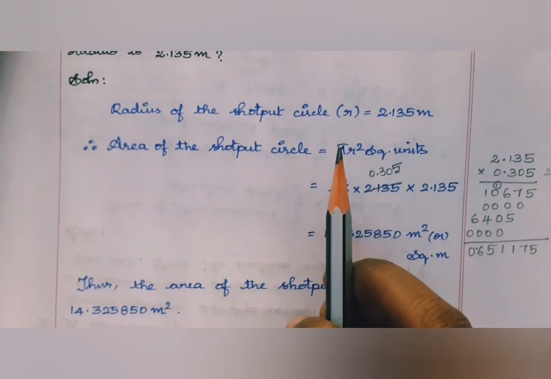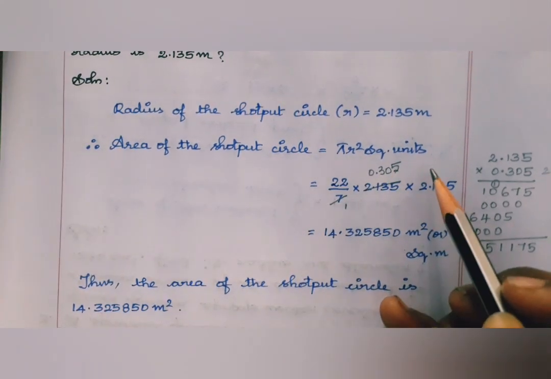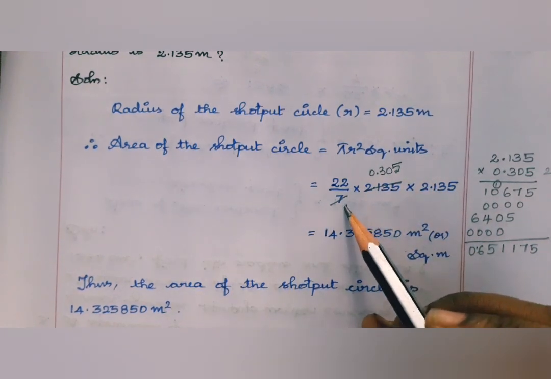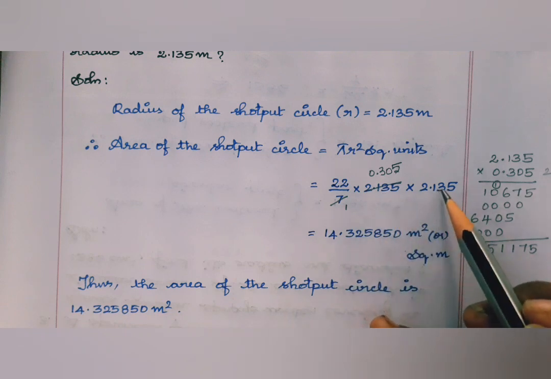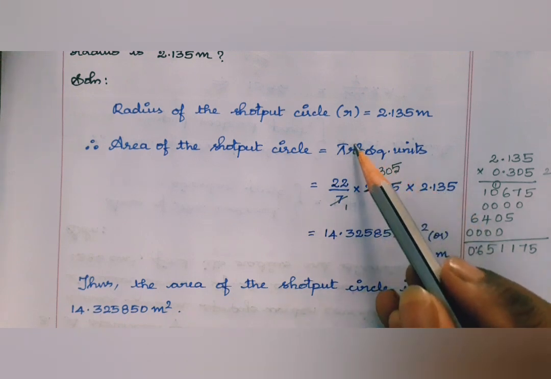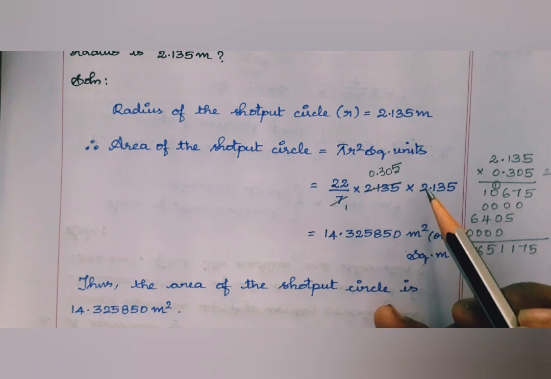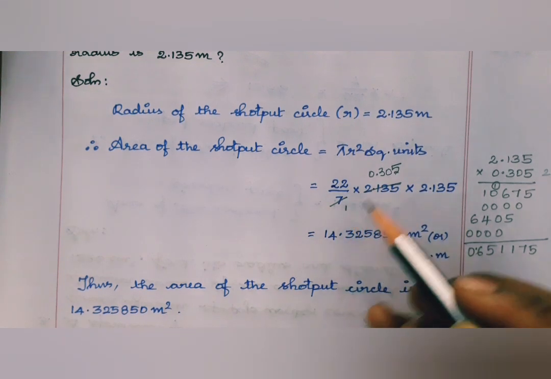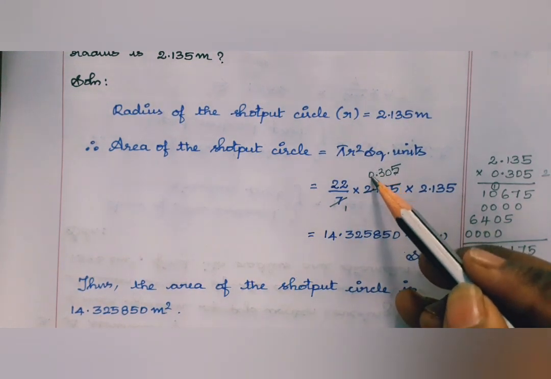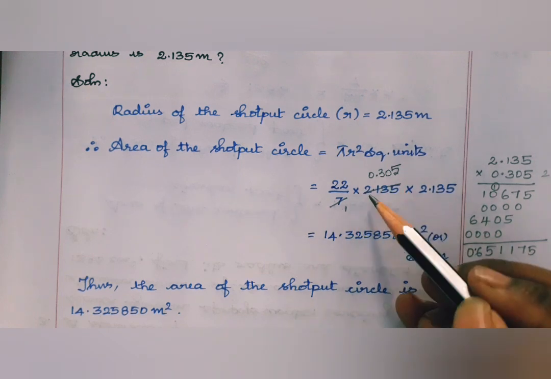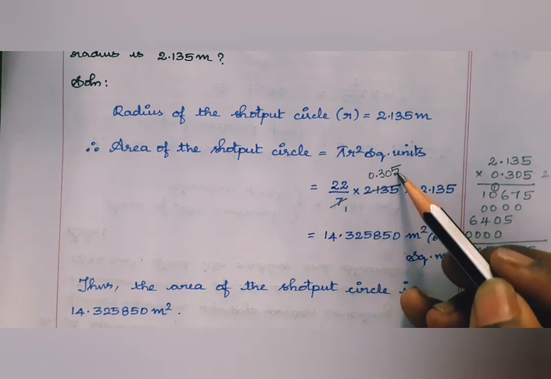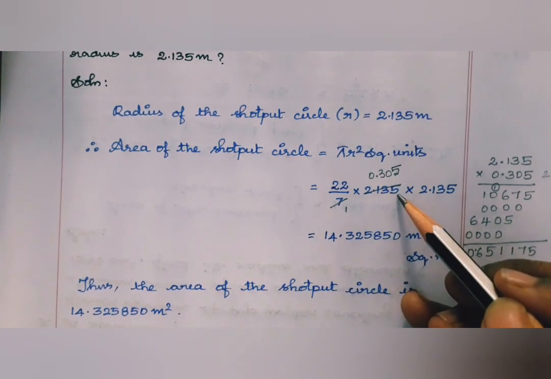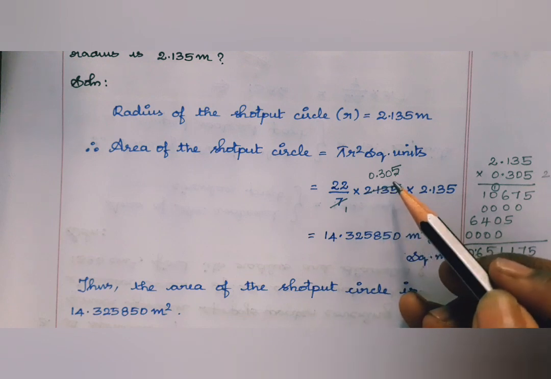Therefore, area is equal to pi r square units, which is equal to 22 by 7 into 2.135 into 2.135, since the value of pi is 22 by 7, and square is nothing but multiplying it 2 times. So 1 seven is 7. Since we have a point, put a point here. 3 sevens are 21. Again put 0 because we can't divide it. Again include 5, therefore 5 sevens are 35. So the answer for this is 0.305.